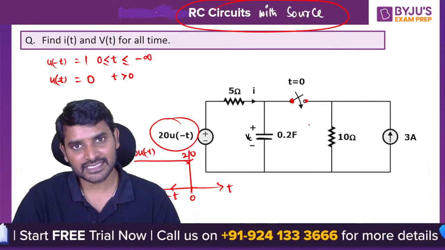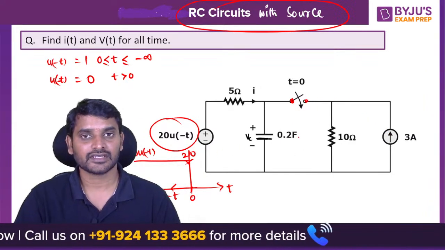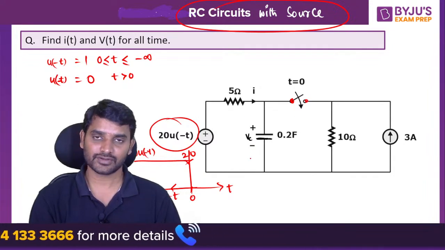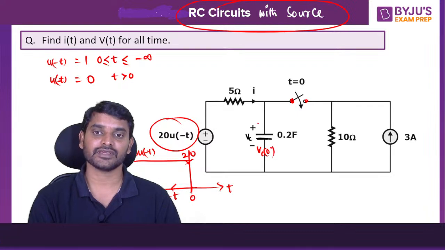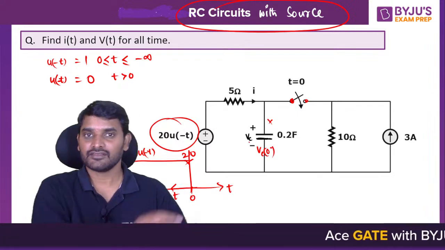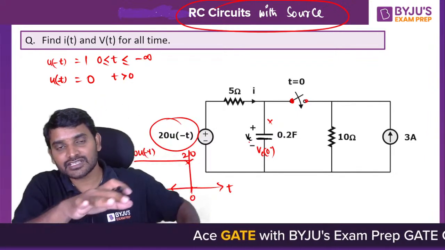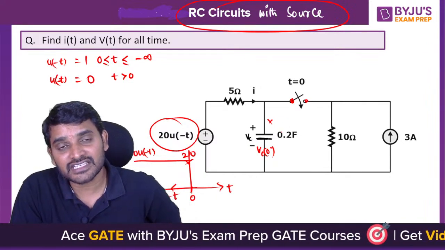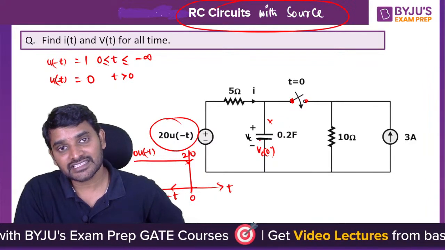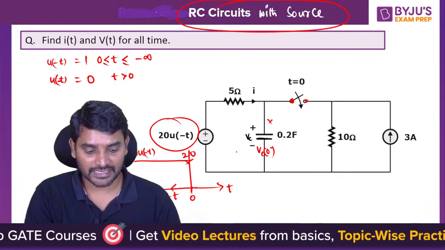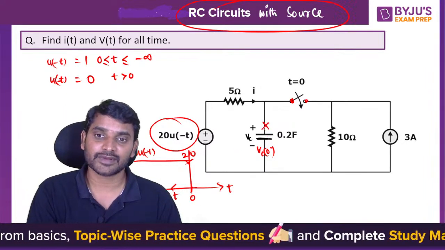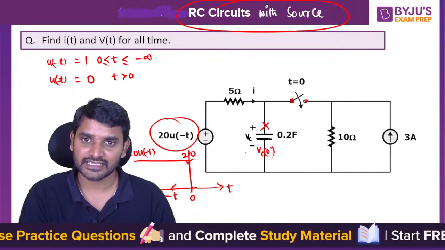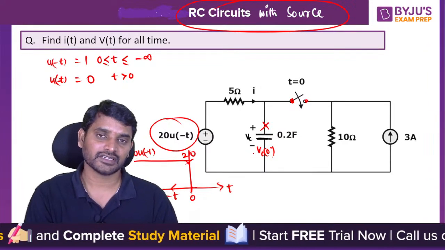Okay, so let us see one by one. First, calculate the initial voltage. Vc of 0 minus: for a long time, from minus infinity to 0 minus, the 20 u of minus t waveform is connected. If the u of minus t waveform is connected, definitely the voltage across the capacitor stores the full amount of energy.